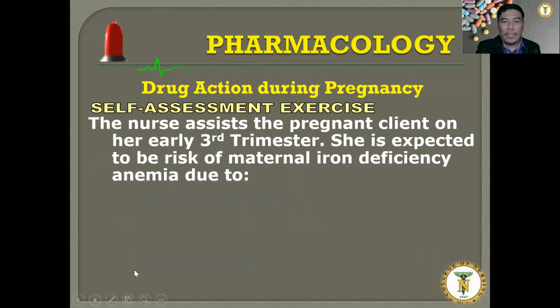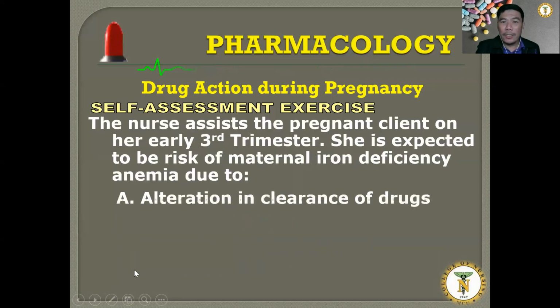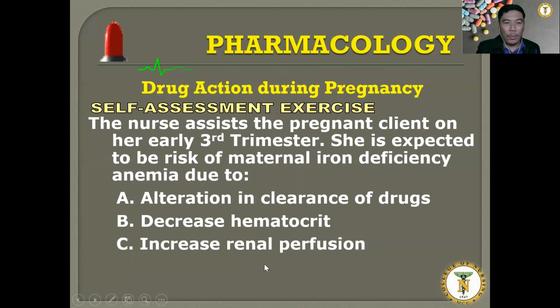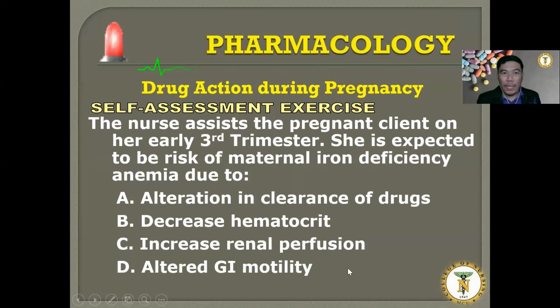Next self-assessment exercise. Question: the nurse assists the pregnant client in her early third trimester. She is expected to be at risk of maternal iron deficiency anemia due to alteration in clearance of drugs, decreased hematocrit, increased renal perfusion, or altered GI motility.